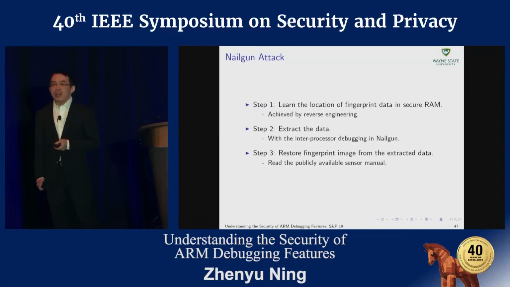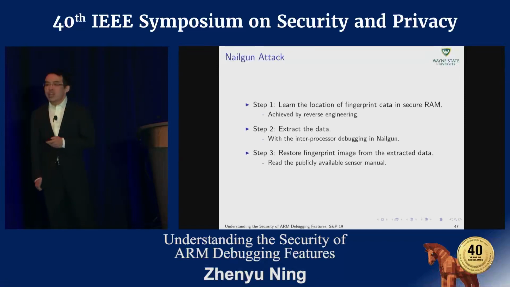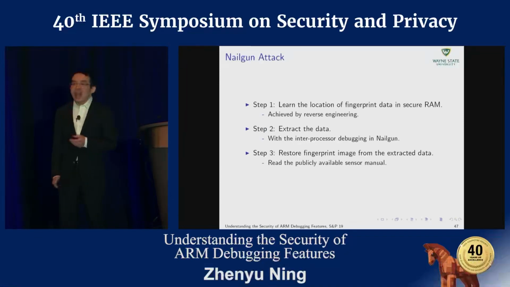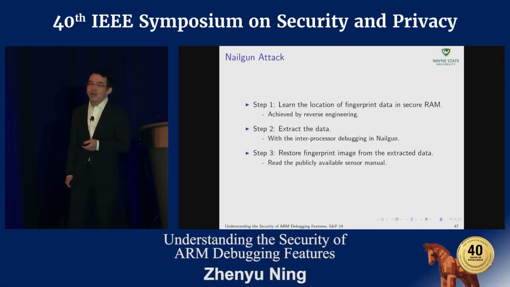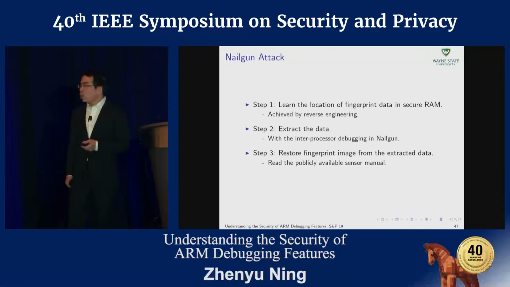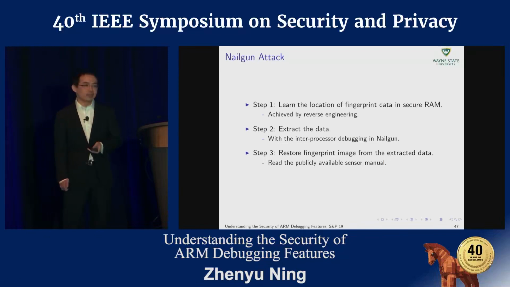In regard to the attack, you just need some simple steps. First, by reverse engineering the firmware, we can learn the memory address of the fingerprint data inside the secure RAM. After that, we can extract the fingerprint data with the interprocessor debugging mode of the nail gun. Then, according to the publicly available manual, we can reconstruct the fingerprint image from the fingerprint data.